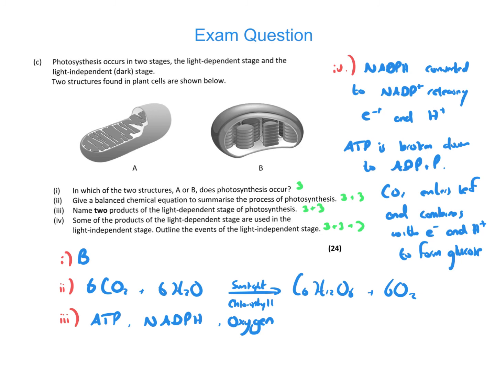Okay, so CO2 entering the leaf, it's going to combine with the electrons and the H pluses, the protons, but where do they come from? It's from NADPH being broken down. And we also have some energy being used up there as well. So ATP is broken down to ADP and P. Why are we using ATP? Well, it's the dark stage. We don't have any sunlight to supply the energy, so it has to come from another source. Okay, so that's one exam question.